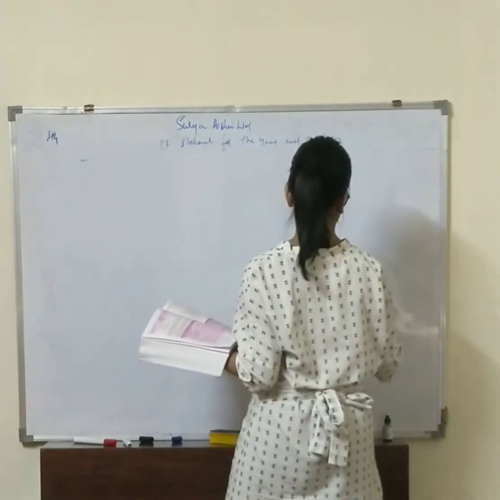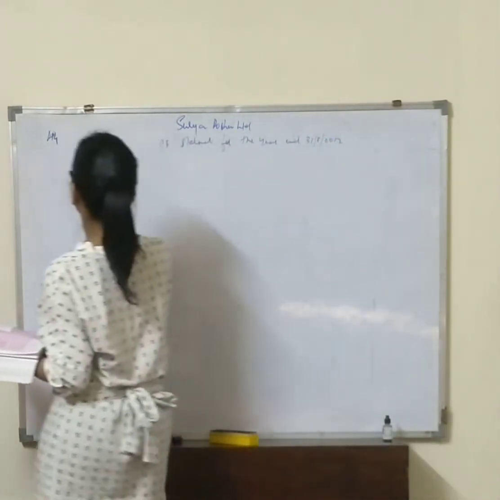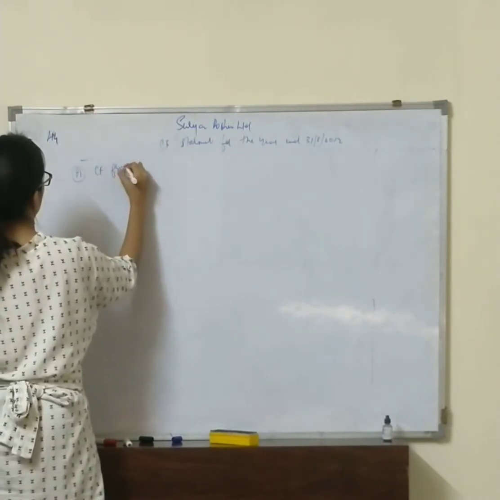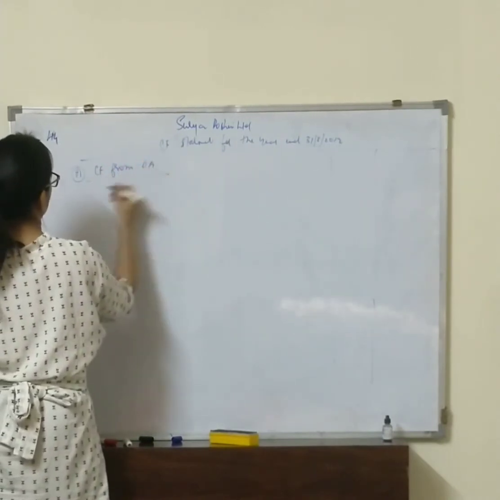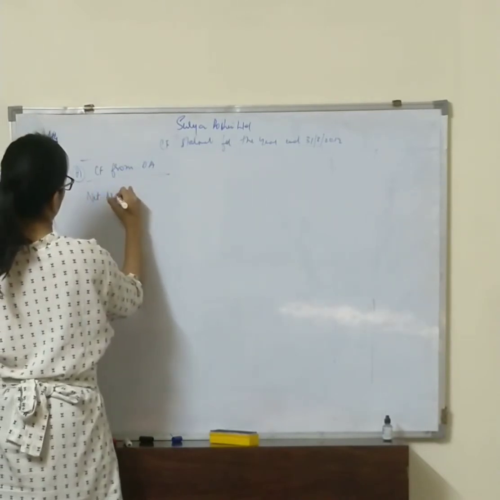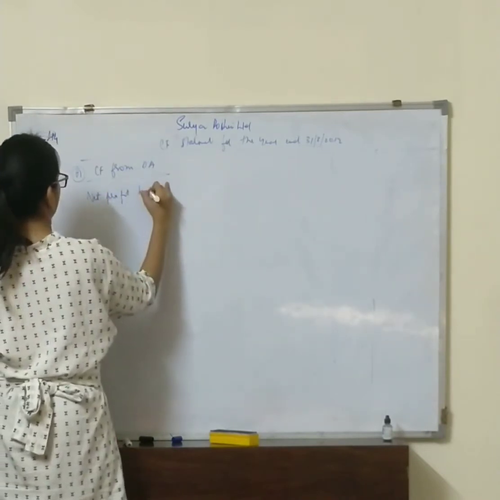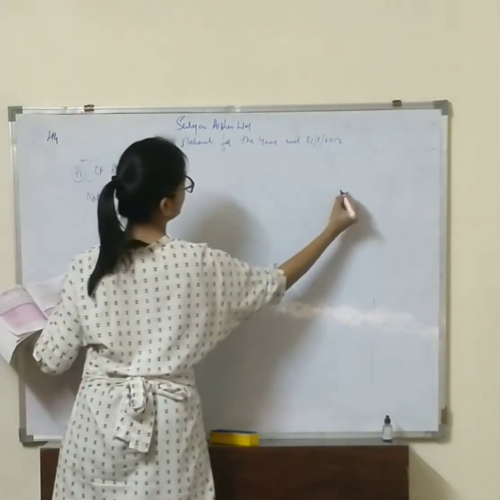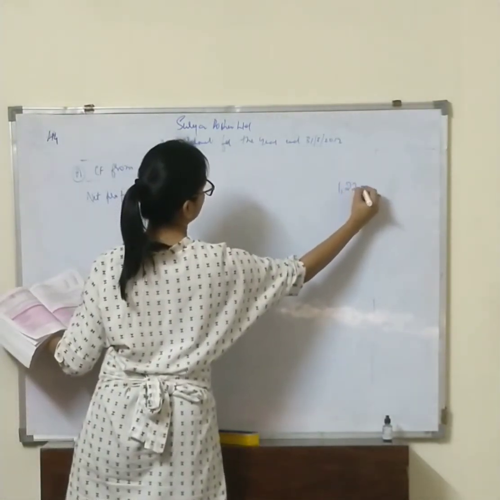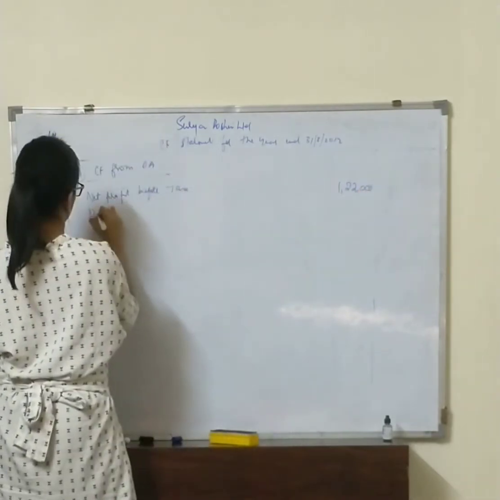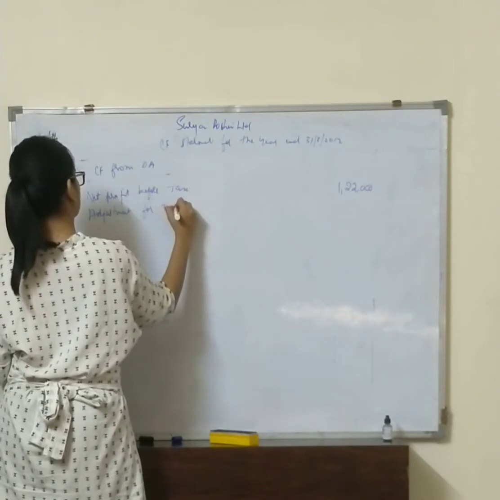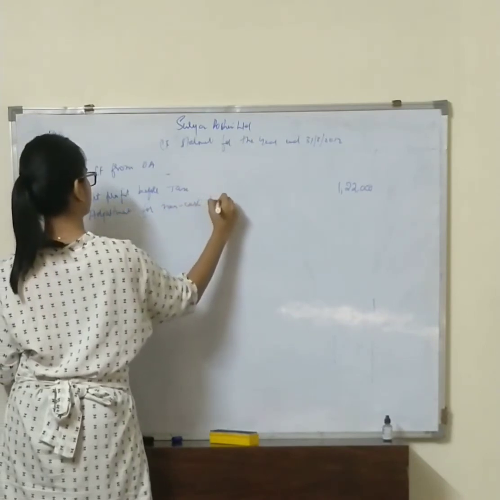Particulars, amount and amount. So first we need to write down cash flow from operating activities. Under that, net profit before tax. What is our net profit before tax? We have already calculated, it is 1,22,000. Then we have adjustments for non-cash items.